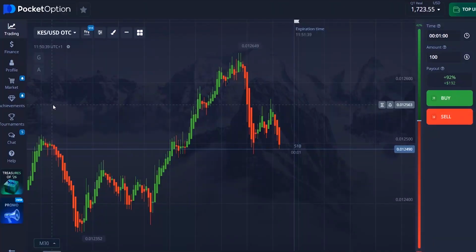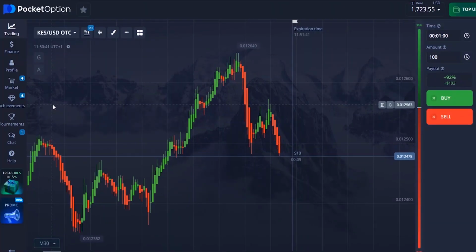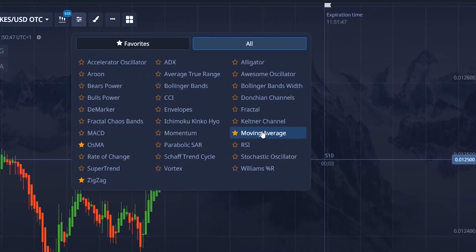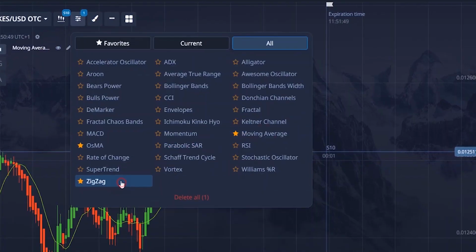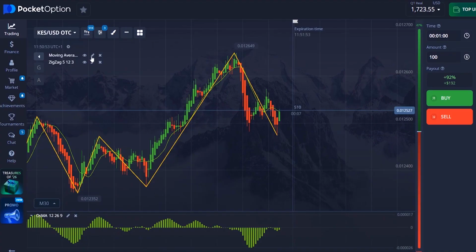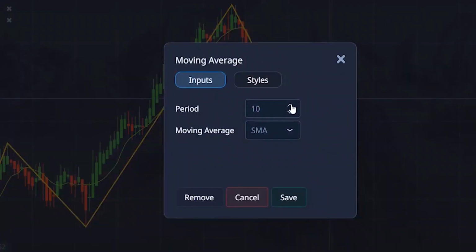So right here on the chart, I'm going to be using moving average line indicator, Zig Zag and OsMA indicators. So I'm going to come over to the indicator section. The settings of my moving average line comes with the period of 14. I'll set this as 14. The moving average, I'll be using SMA.